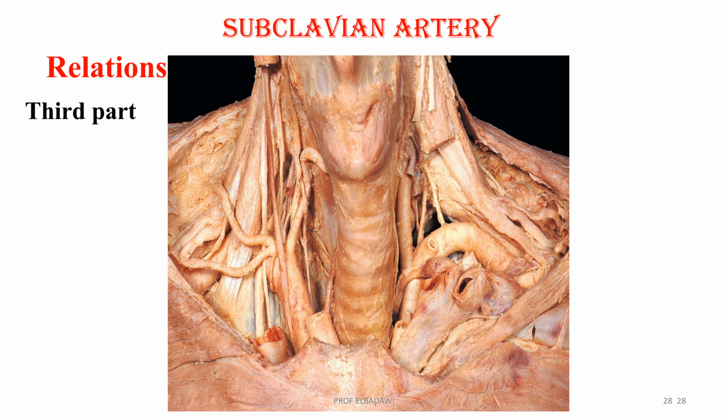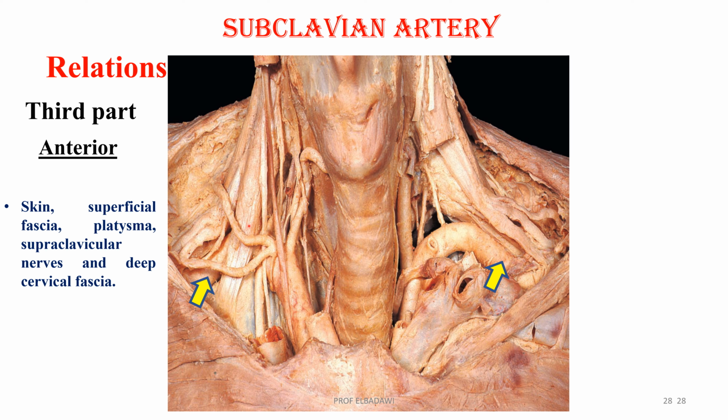While the third part, that is the third part here, after it leaves the scalenus anterior, again will be the skin, superficial fascia, platysma. Supraclavicular nerves will be here near the shoulder, and the deep cervical fascia. Then the clavicle will be anterior to it. The subclavius muscle, which is this muscle here. The external jugular vein, which you have seen in many slides before.